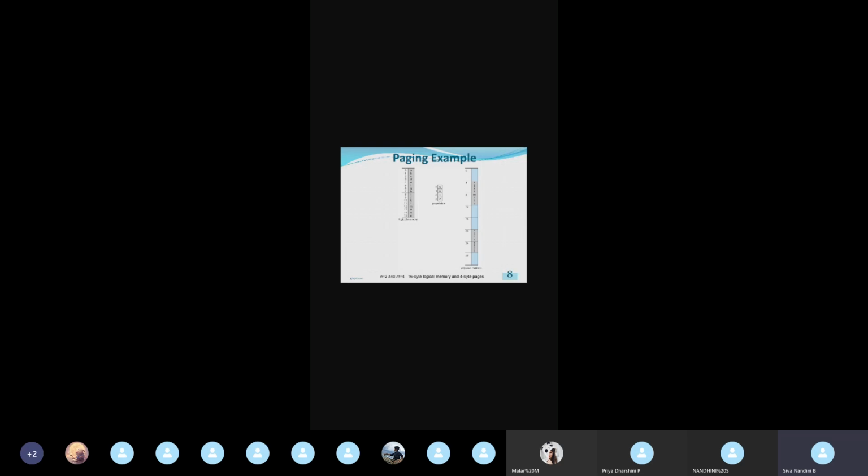See, for this example I have taken this n and m concept. In this case, n is 2, that is, the number of bits for the offset is 2. The m is 4. M is 4 means the number of bits for denoting the page number is m minus n, that is 4 minus 2. So we have 2 bits for denoting the page number and n bits, that is 2 bits, for denoting the offset value.